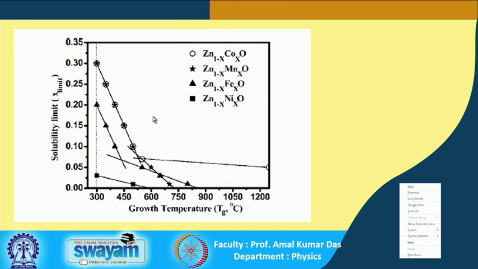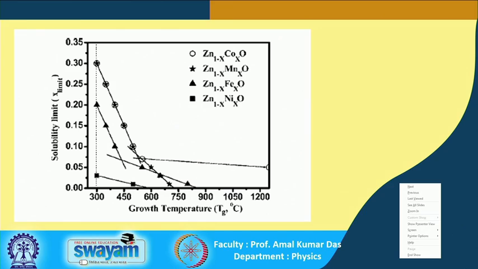Basically, here you can see the x axis is growth temperature and the y axis is solubility limit. This is similar to the solubility limit of sugar in water. If you want to study at different temperatures, the solubility of sugar in water will be different at different temperatures. So if you take this example, what I am showing here is similar to that.